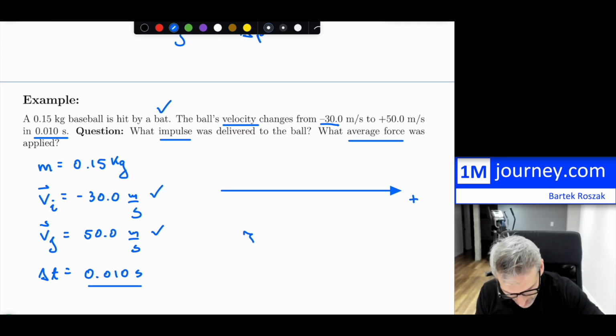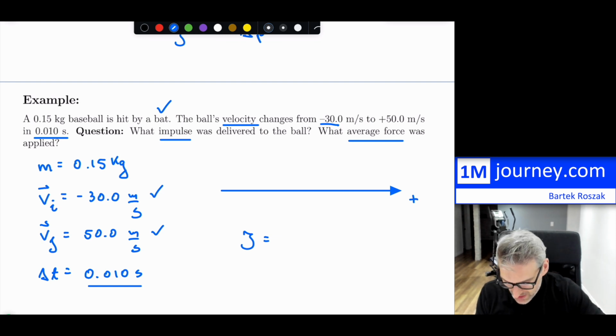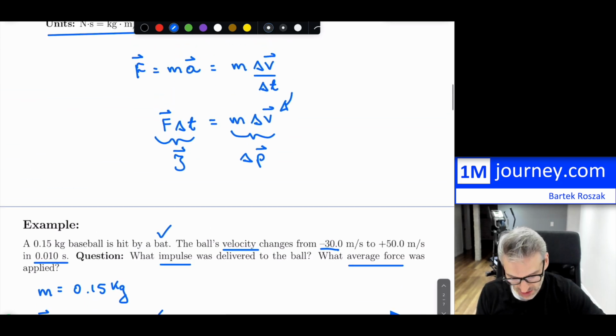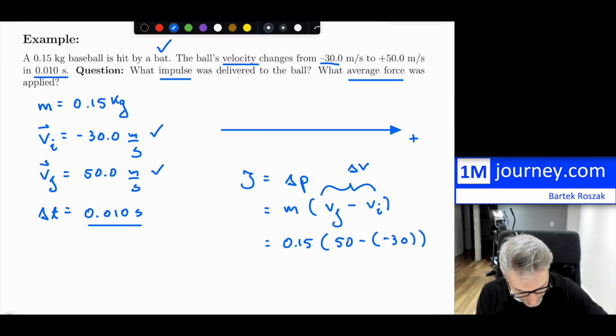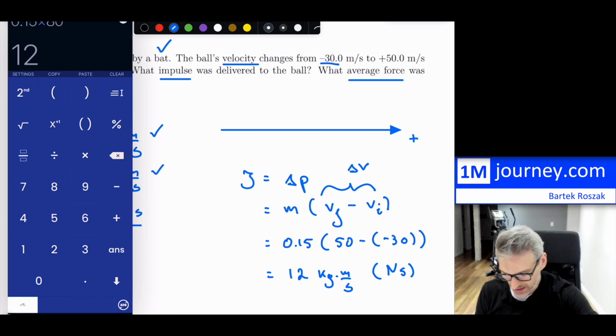So in terms of the impulse, I'm going to drop the vector notation as well. Since I am given the mass and the changes, I'm going to do the delta P, which is m multiplied by V final minus V initial. This right here is your delta V, just from the equation up above. I'm going to substitute. So that's my impulse. All right, so we've calculated that one.